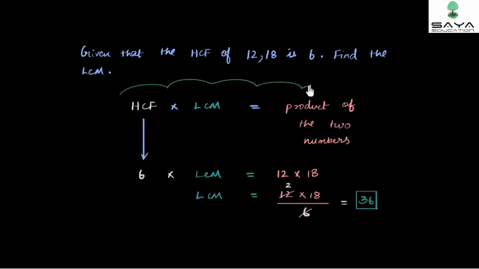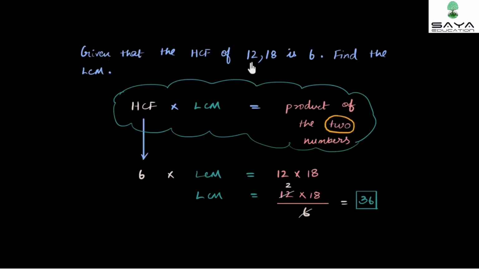This is actually the main point of this video. The main point of this video is to help you know this result, that HCF into LCM equals product of the two numbers. Now what I want to do is really highlight this 2 over here, okay? The key term here is this 2. Because if this had been three numbers, if you had been given the HCF of 12, 18, something else, so all three numbers, the HCF is 6, find the LCM, you cannot do this. HCF into LCM will not be the product of those three numbers. So 2 is really the keyword here. As long as the question has only two numbers in it, HCF of two numbers, then this result works.